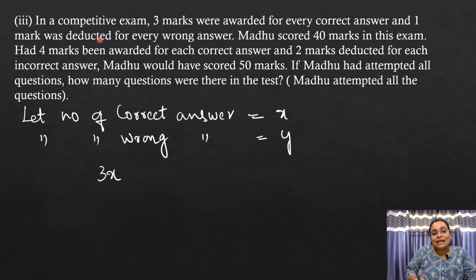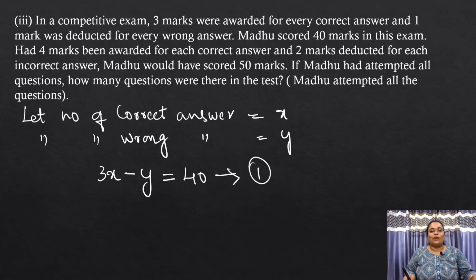And 1 mark was deducted for every wrong answer. That is, we are deducting 1 mark for every wrong answer. 1 into wrong answer y is y. We are deducting 1 mark, right? So it is minus y, because we are deducting. It is equal to 40, since she scored 40 marks. This is how we form equation number 1.